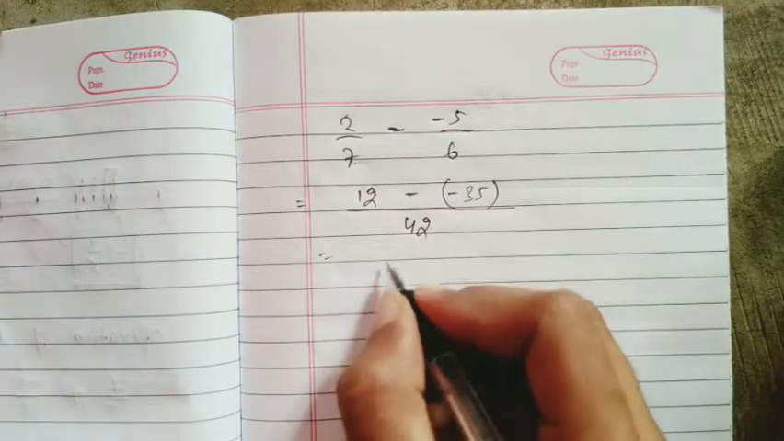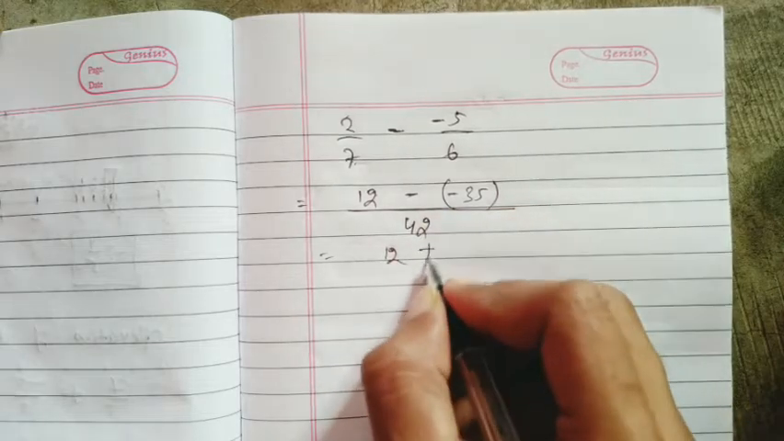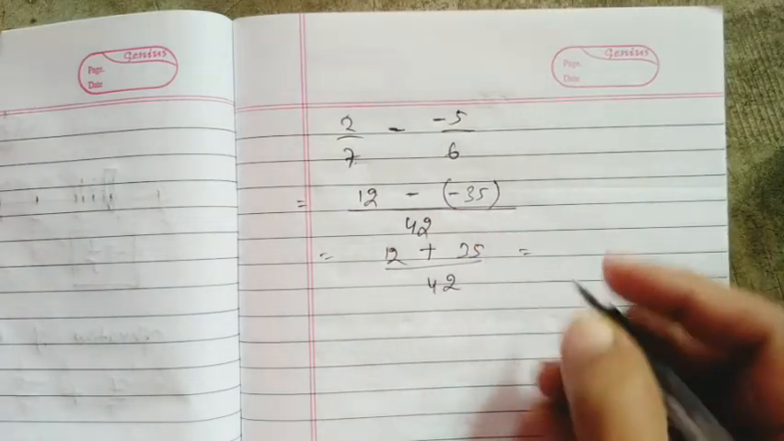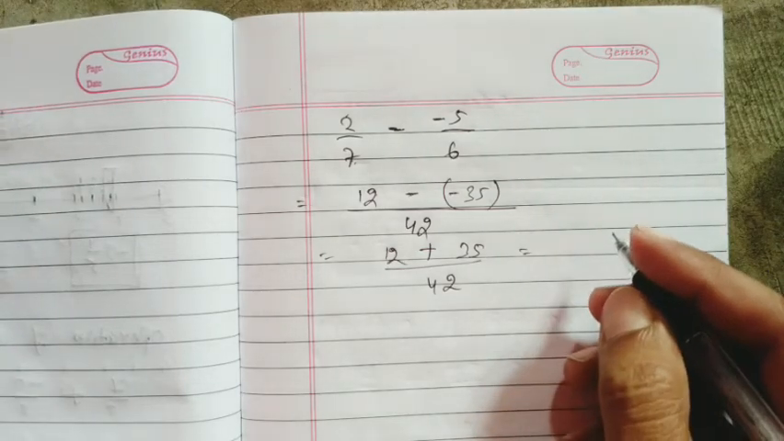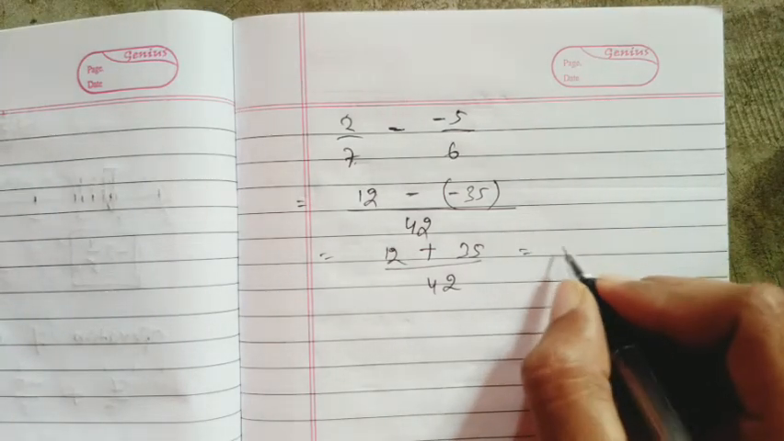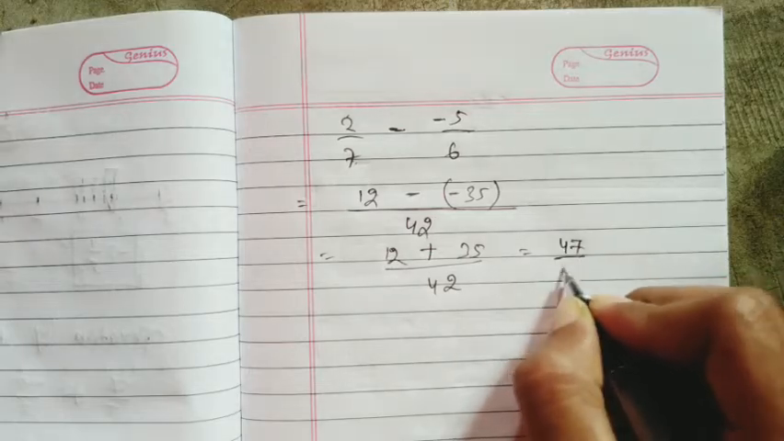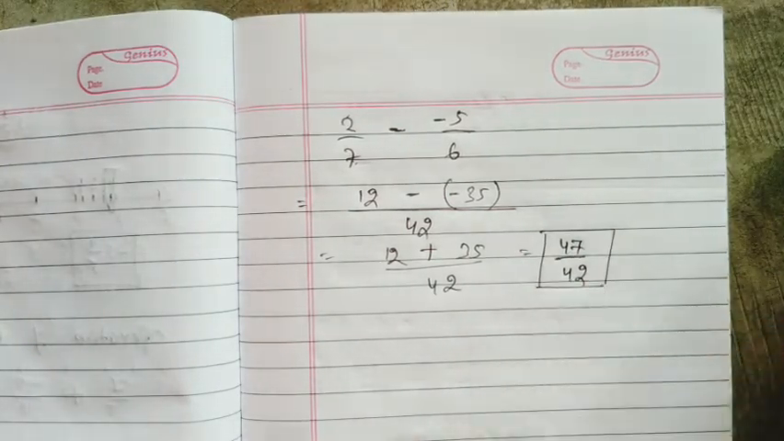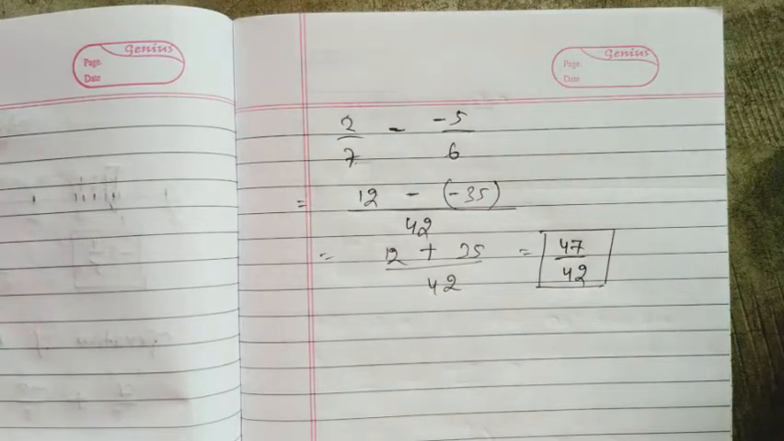So if you remove this bracket, what comes? Minus minus plus 35 by 42. So what comes here? That is 47 by 42. Clear to all of you? In this case, we have to solve operations with rational numbers. Okay.